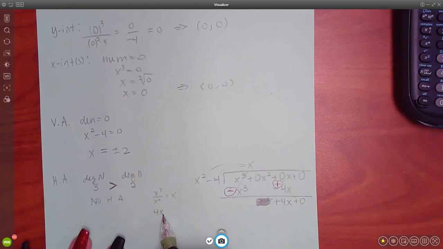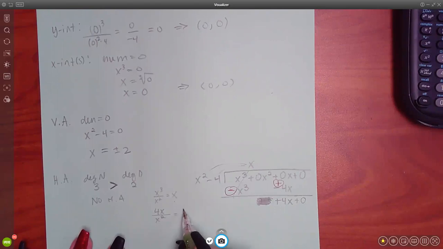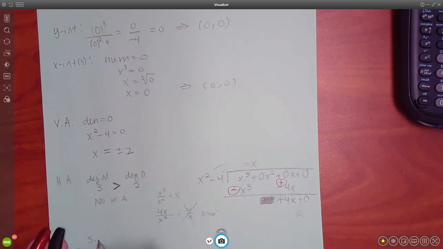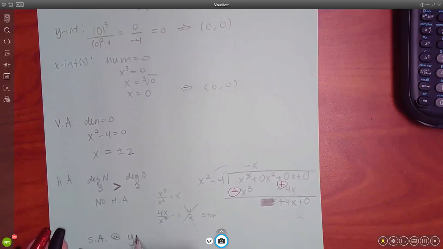Can you reduce 4x over x squared? You could reduce it down to this, but don't you still have an x in the bottom? And you can't get a regular factor. So this is when you know to stop, okay? This means stop. So this is my whole remainder, but we ignore the remainder when we're finding the slant asymptotes, right? Just ignore it. So you have a slant asymptote at y equals whatever's up here, which is just x.